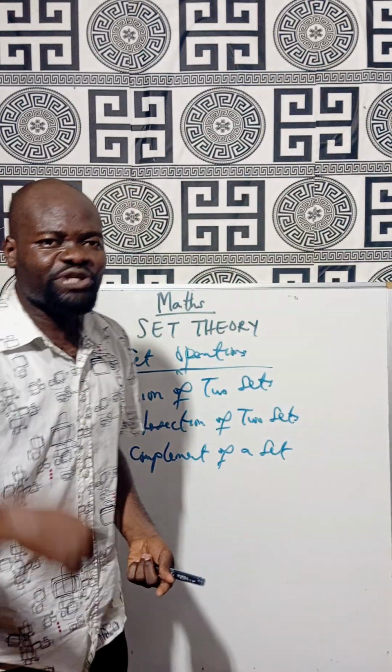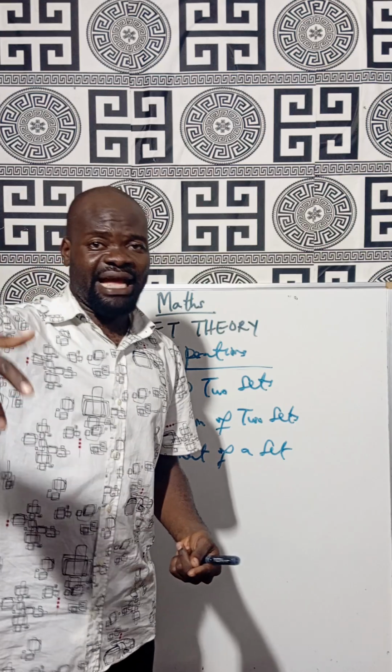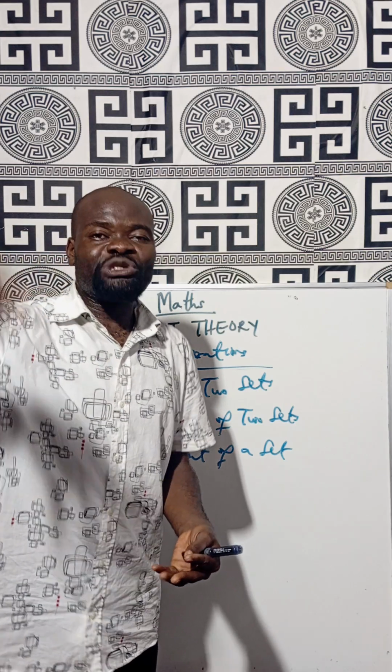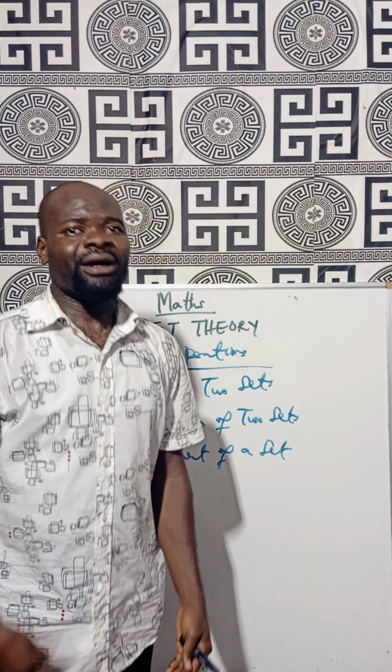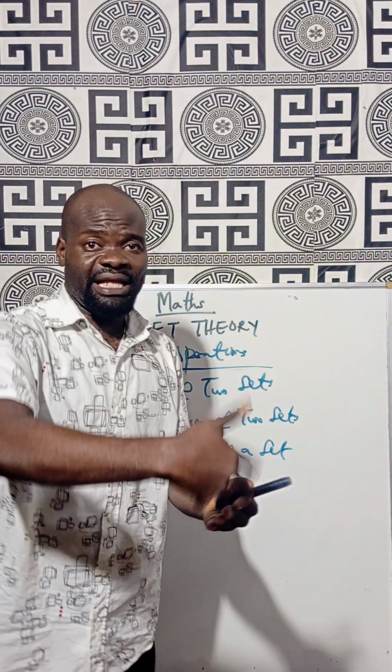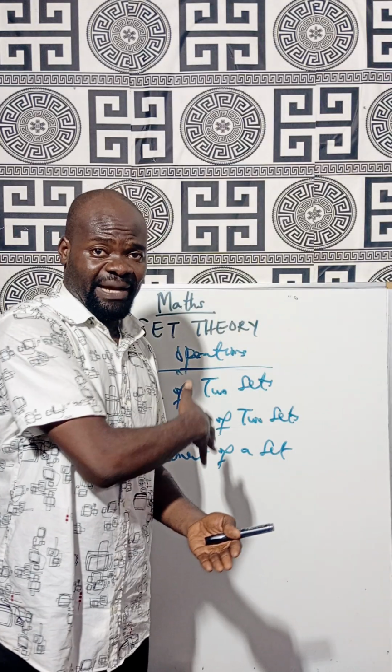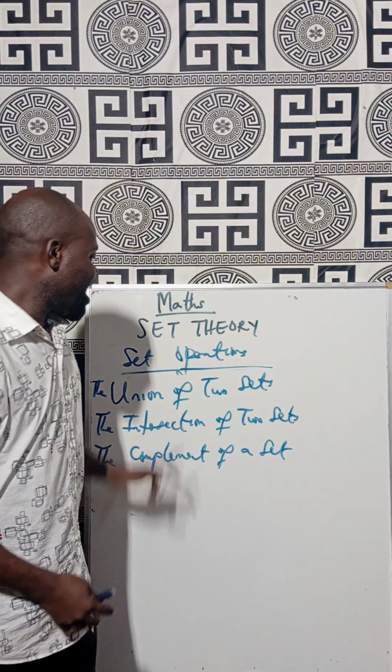That means the complement of a set A is a set of elements not present in that set A, but present in the universal set, the mother. That's what we call the complement of a set. I will give you some examples here. Now, let me also define union and intersection.